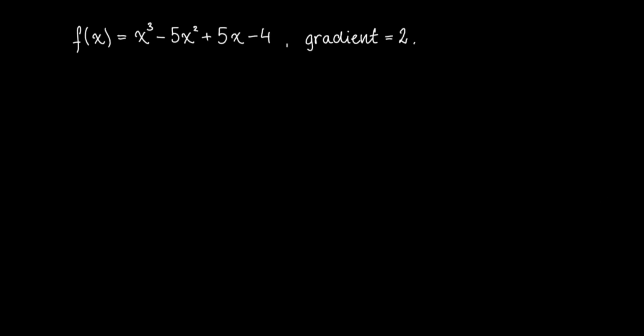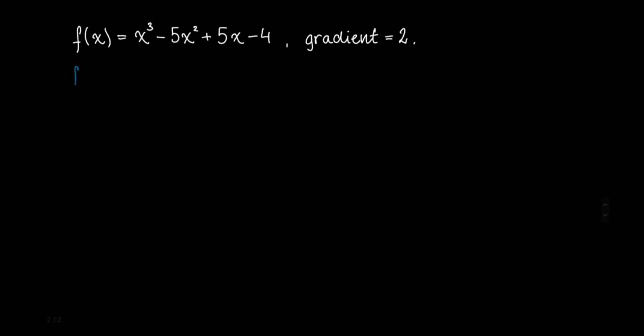So now let's take a look at another example where the points are not given, but the gradient is. Here we are given the function f of x equals x cubed minus 5x squared plus 5x minus 4. And it is said that the gradient equals 2. And now we need to find the equation of the tangent and normal to the curve.